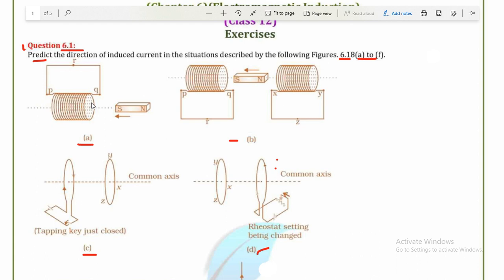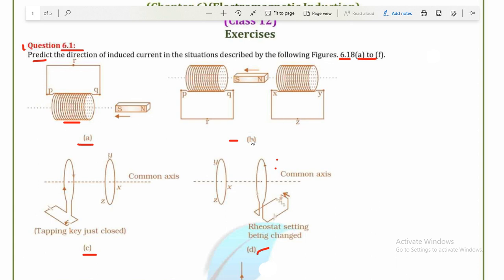So if this one is an S pole, what will be the direction of the current in this loop? I hope you know this is the direction actually. So you can give your answer like from Q to P or P to Q. Okay, so try to write your answer in terms of from Q to P or P to Q. So I hope you understand. Now you can try by yourself. Okay, so this is the hint. I am going to give you a complete explanation, but you can try.